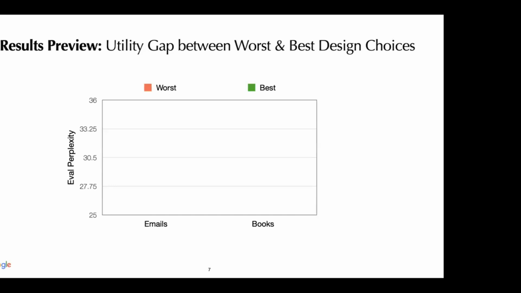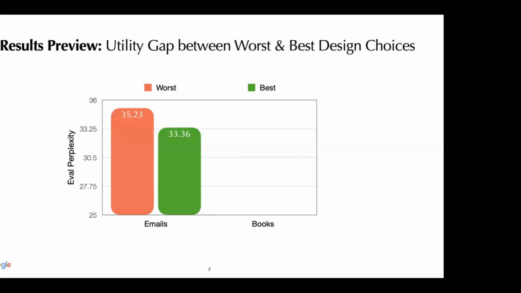But to give you a result preview before I dive into the actual details, we find that the utility gap between the worst and the best design choices could be relatively high. On the y-axis, I'm reporting the evaluation perplexity. The lower, the better. On the left-hand side are the results for the email dataset. You can see the utility gap could be roughly 2 perplexity points, which is very high. And similarly, on the books dataset, we can also observe something like that. So how are we able to do that?